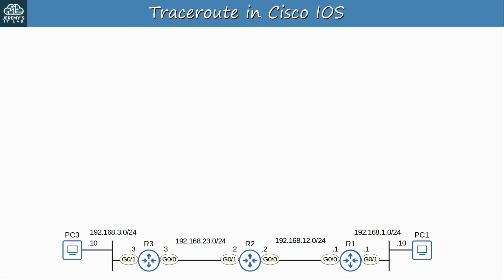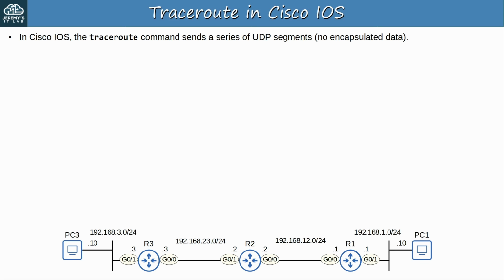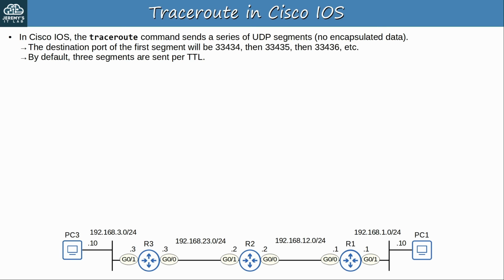Now let's move on to traceroute in Cisco IOS. In Cisco IOS, the traceroute command sends a series of UDP segments with no encapsulated data. The destination port of the first segment will be 33434, then 33435, 33436, etc. And as on other systems, by default 3 segments are sent per TTL.